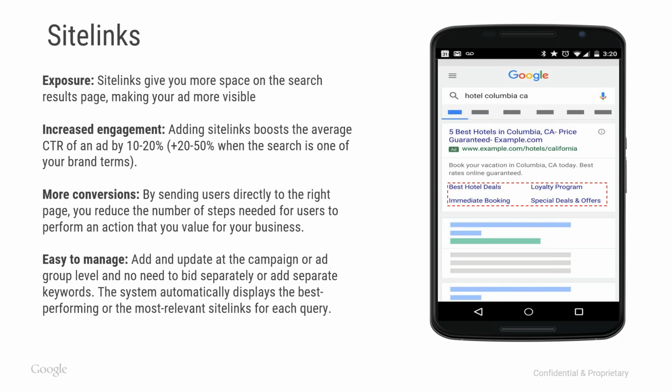Let's say as a user, I'm searching for Hotel Columbia, and your ad appears. But more than what's in the ad, I'm interested in special deals and offers. So what you could do as a business is, instead of taking me to the Hotels Columbia homepage, you could directly take me to the special deals and offers page. This shortens the conversion process. Instead of me landing on the main page and then looking for deals and offers on the website, I get the option to directly land on the deals and offers page.